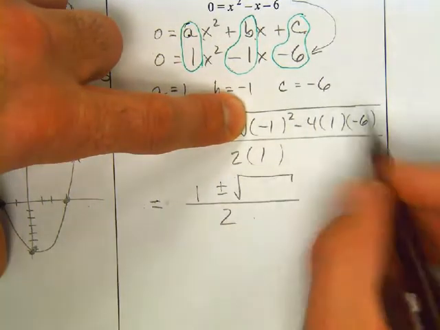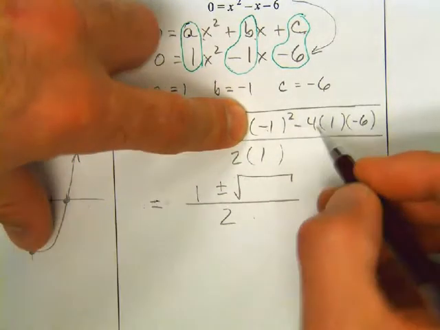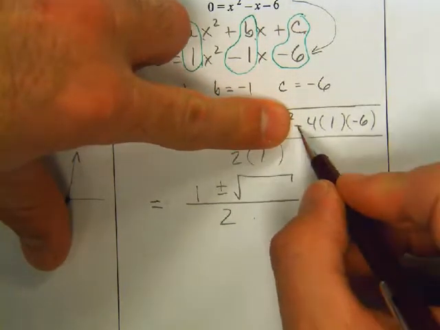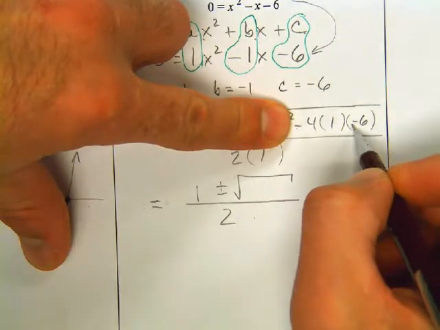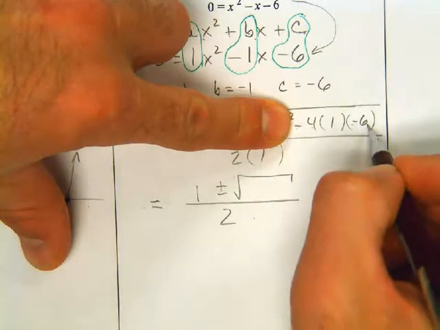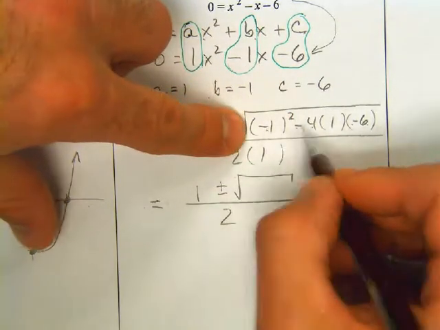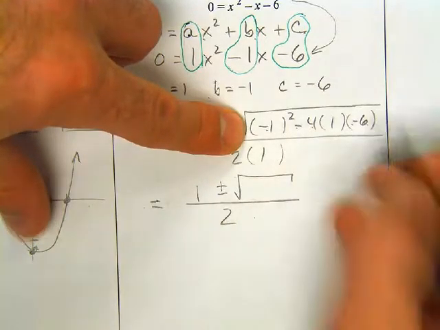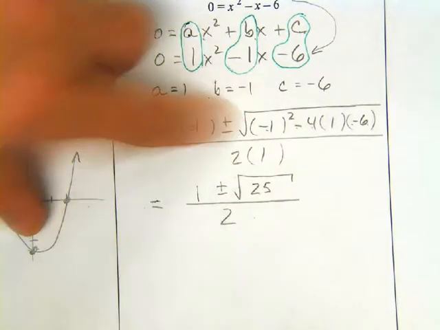So what's negative 1 squared? Positive 1. Okay. And then we have, see how we have a minus and a minus? That's positive. So what's 4 times 6? 24. So we have 1 plus 24 is 25. Okay?